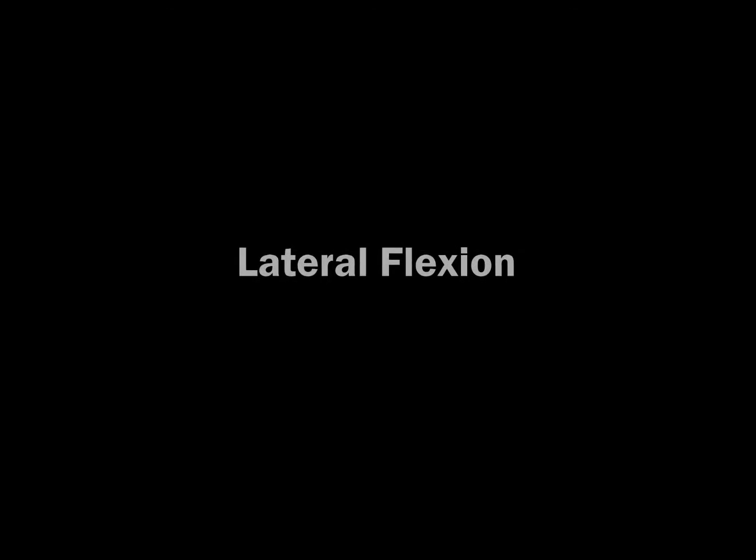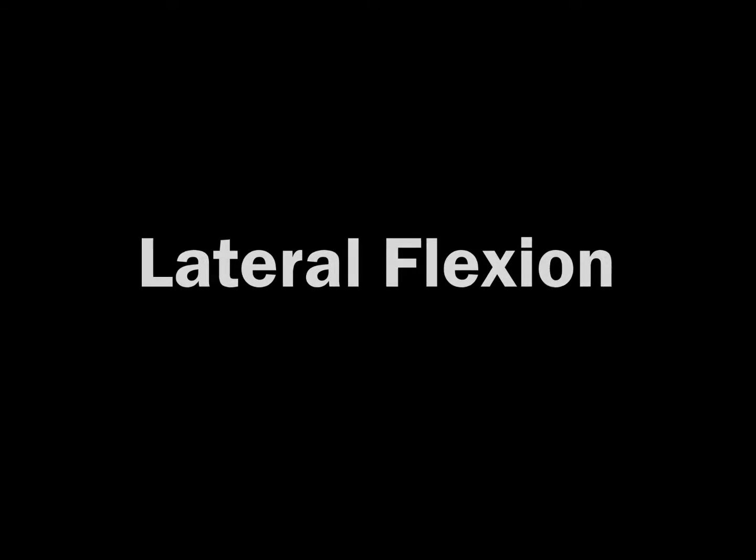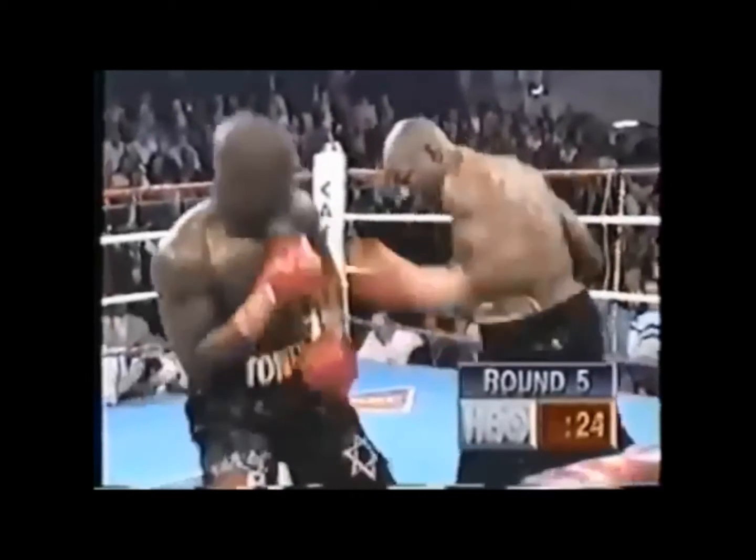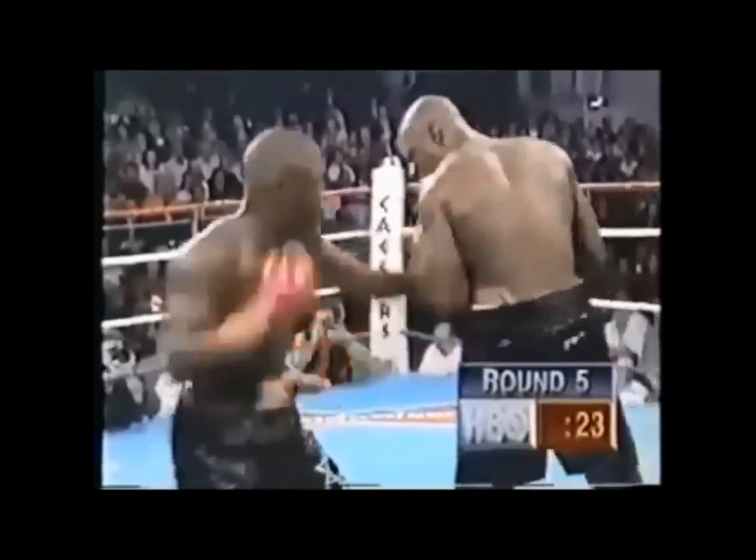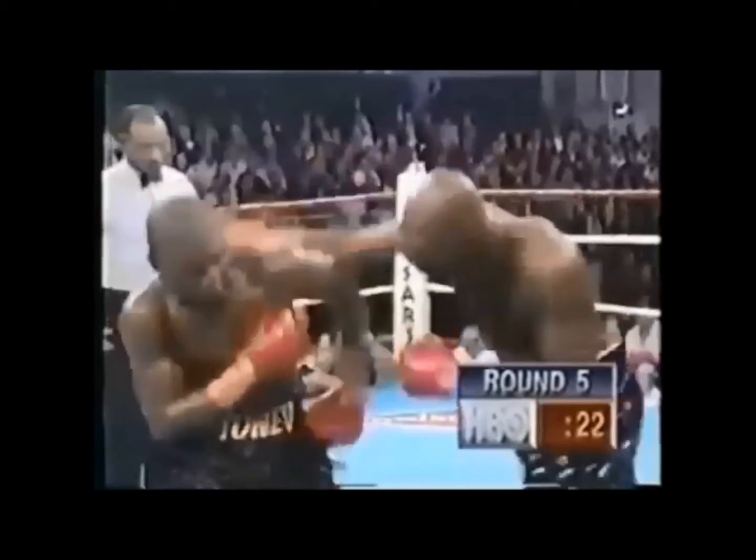Lateral flexion is the movement of the head laterally away from the midline of the body. A sporting example of this is dodging a punch in boxing. When receiving a punch, your head will move laterally away from the body so that you don't get hit.